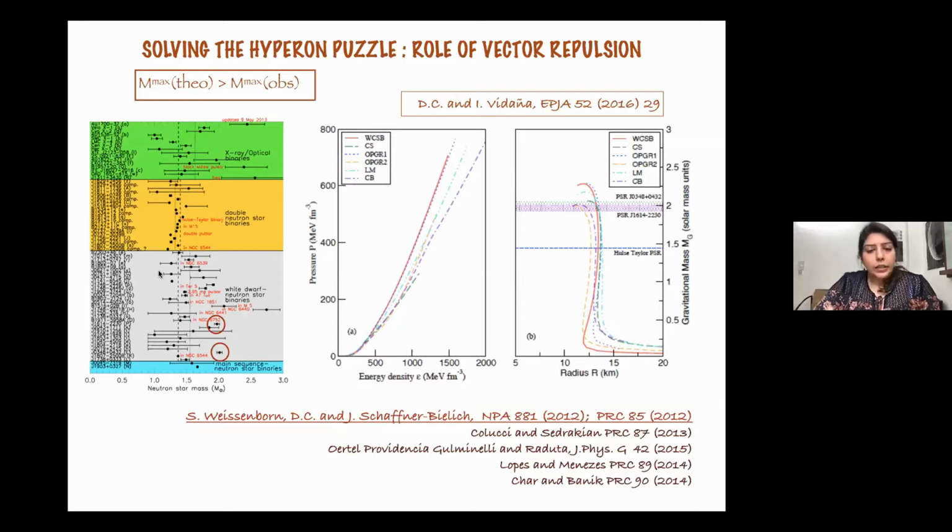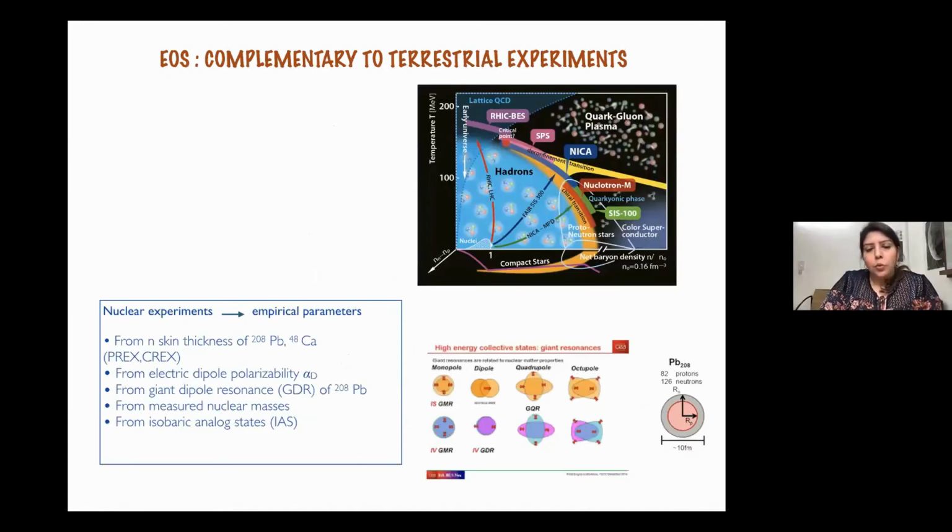This work was followed up by other contributors, and they proposed other mechanisms of increasing the vector repulsion with hyperons. These were summarized in a recent review that I presented with Isaac Vidaña. What is interesting is that these equations of state from neutron stars provide us complementary information to those of terrestrial experiments.